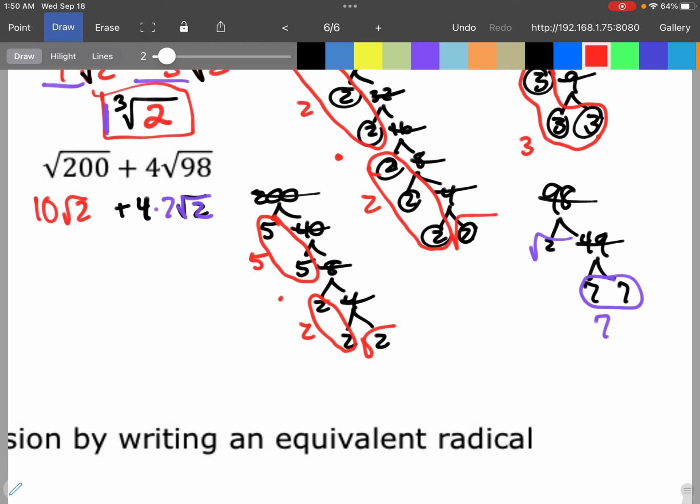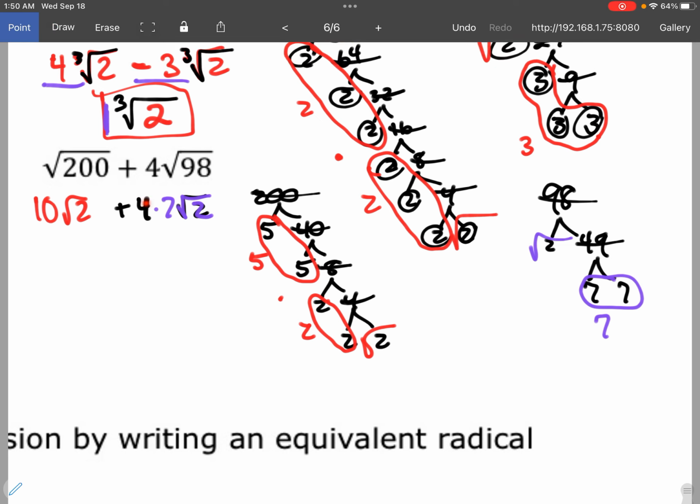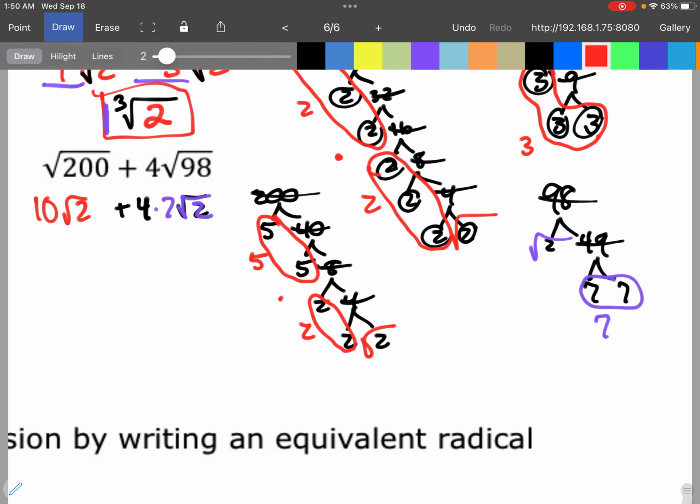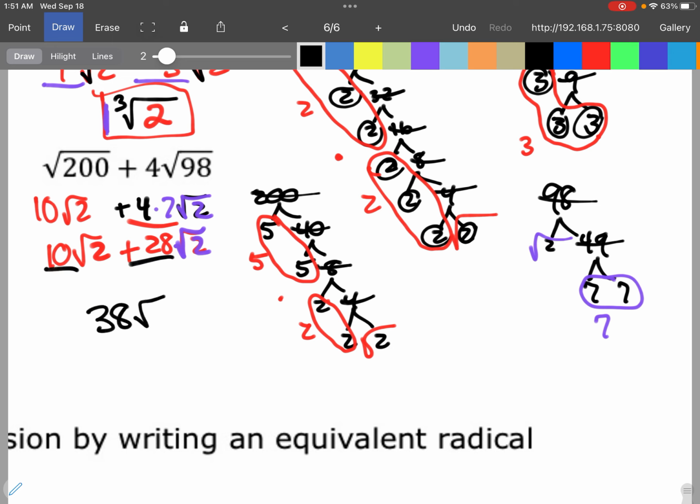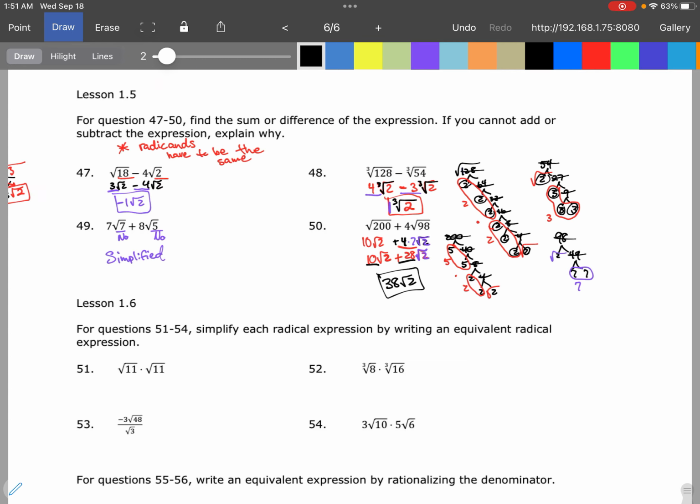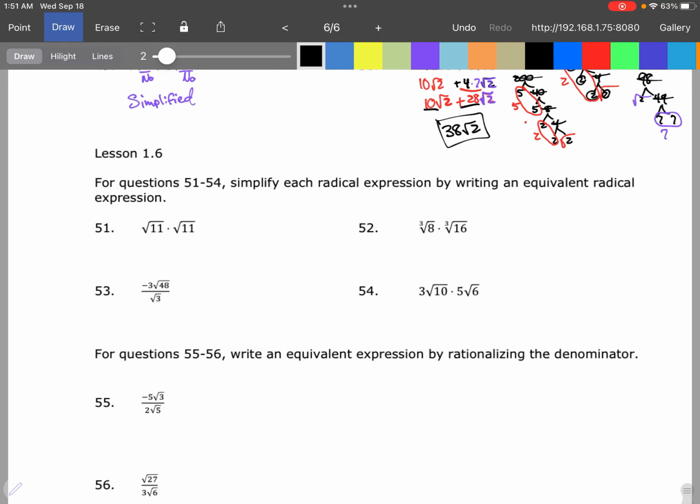Now right here, because you got a 4 and a 7 on the outside, you gotta multiply those. So positive 4 times 7 will give you a positive 28. Keep the square root of 2. Just bring them down. And then we're gonna add that with 10 square root of 2. Calculator, 10 plus 28, 38. Square root of 2 is our final answer. Easy peasy, lemon squeezy. And that was the addition section right there.